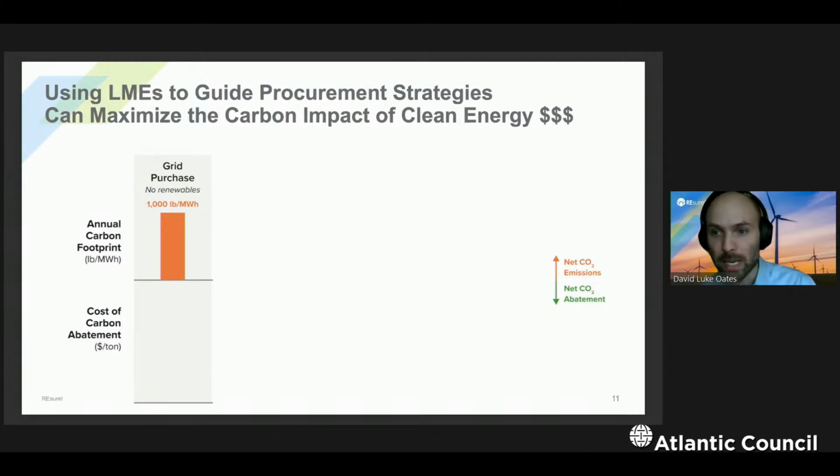And the consumption weighted LME for that facility is about 1,000 pounds per megawatt hour, assuming that it's a flat consumption profile. So their annual carbon footprint is 1,000 pounds per megawatt hour. Now, if we step to the next slide.